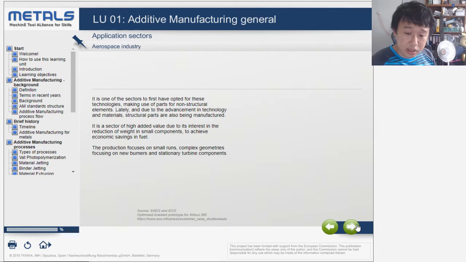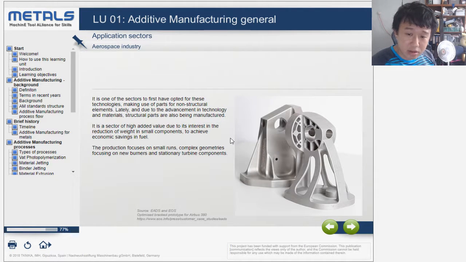So yeah, the aerospace industry is one of those sectors that first opted for these technologies, making use of parts for non-structural elements. Due to the advancement of technology and materials, structural parts are also being manufactured. The sector is of high value added due to the interest in reduction of weight in small parts to achieve economic savings in fuel. The production focuses on small runs, complex geometry, new burners, and turbine components.